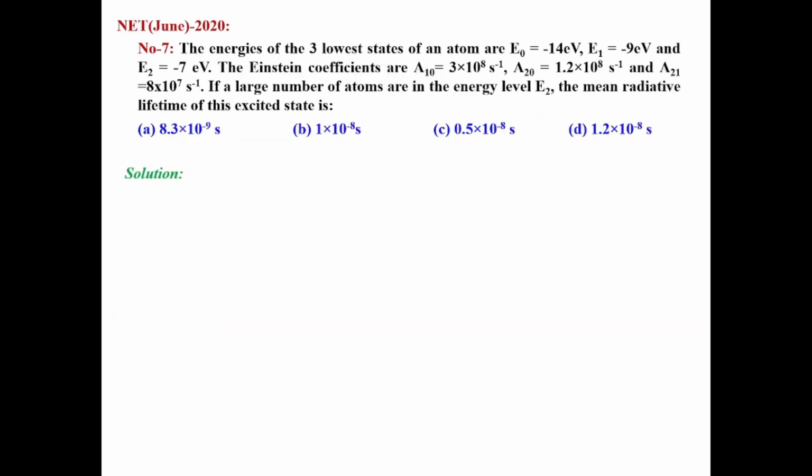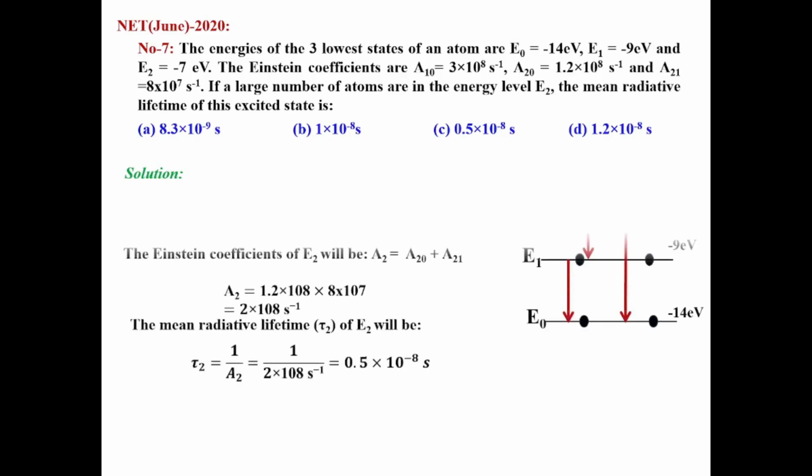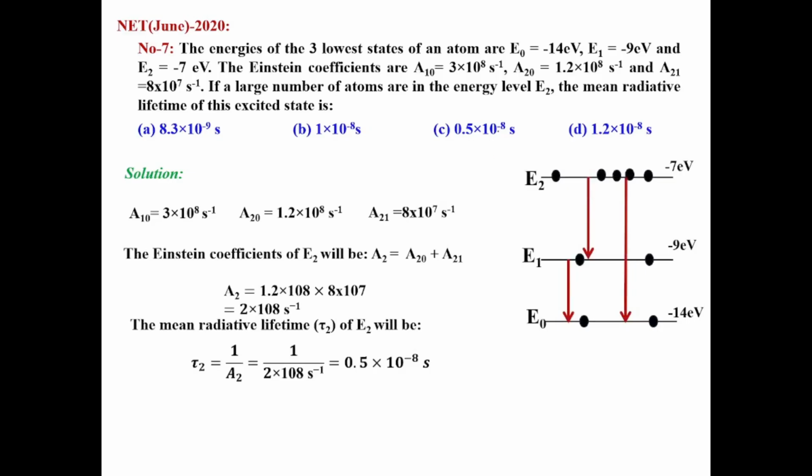This question was asked in NET 2022. The energies of the three lowest states of an atom are given. That means a three energy level system. E naught, the ground state, has minus 14 electron volt, E1 is minus 9 electron volt, and E2 is minus 7 electron volt.